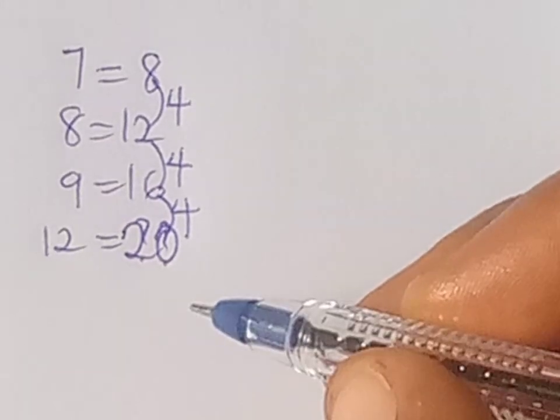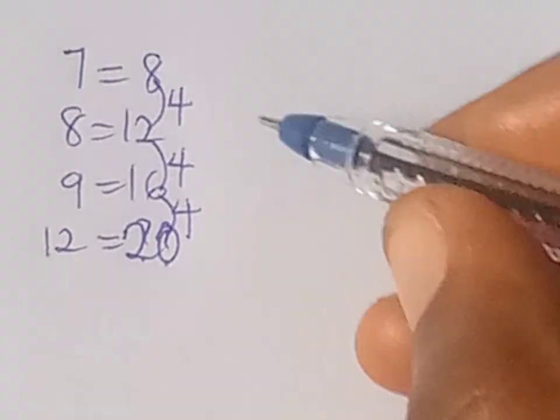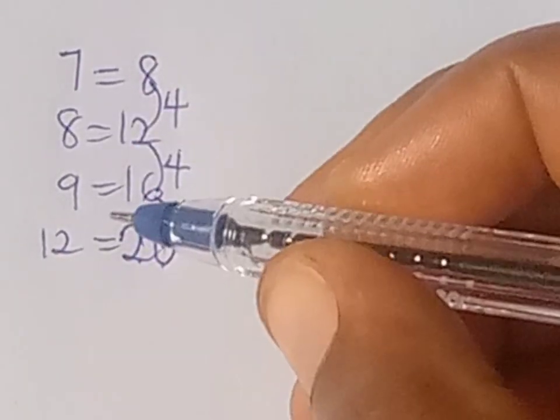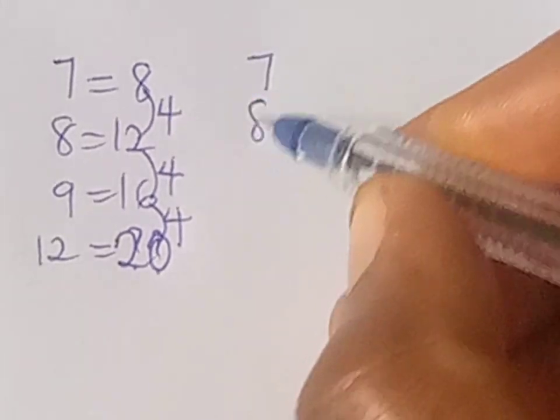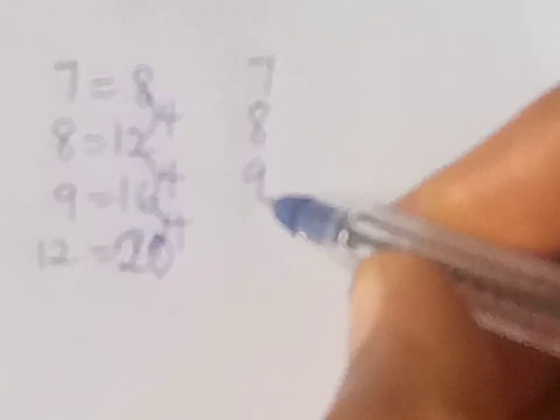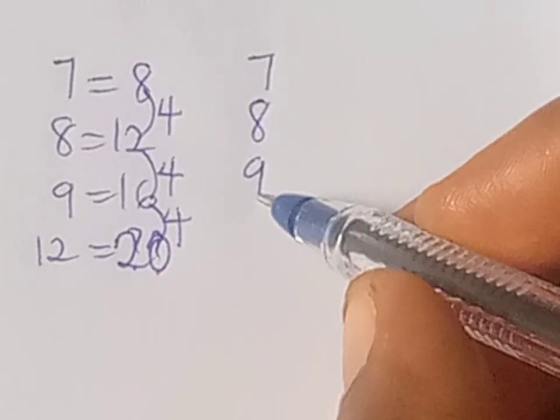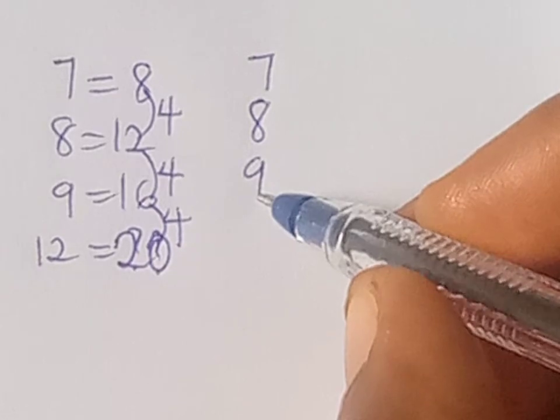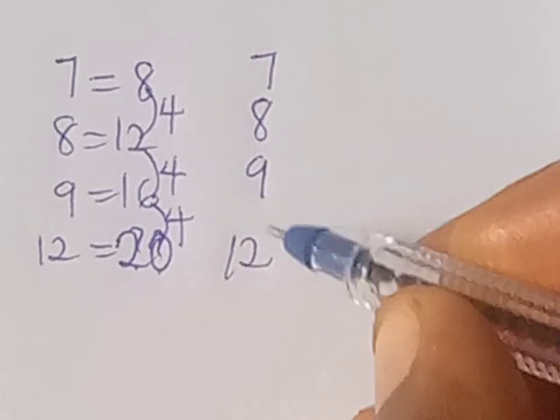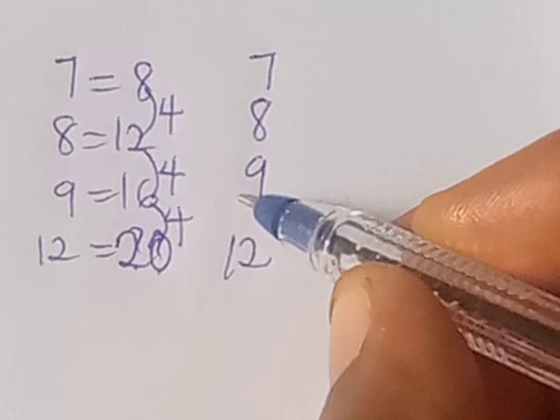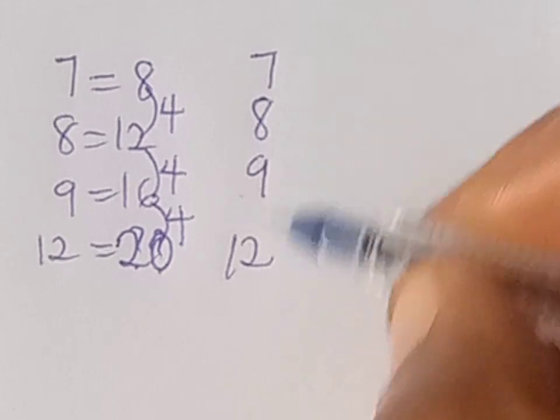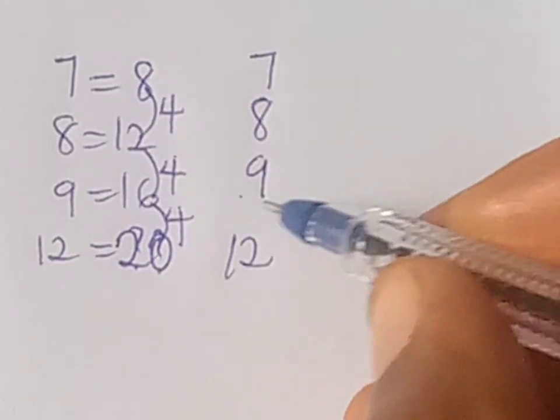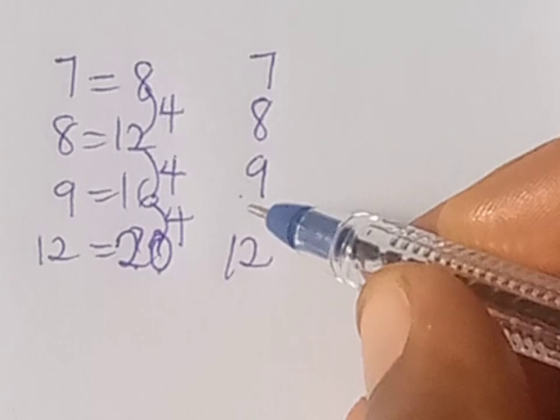Now let's take a look at the numbers on the left hand side, which are 7, 8, 9, and the next thing is what? The puzzle jumps straight to 12. Can you see that we don't have 10 and also we don't have what? 11. That means the sequence has skipped numbers 10 and 11.